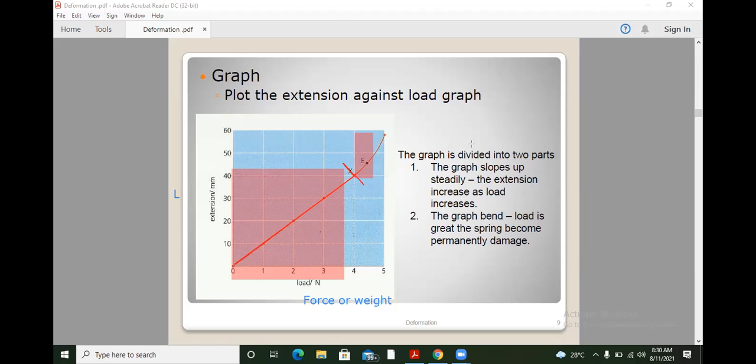The graph is divided into two parts. The graph slopes up steeply. The tension increases as the load increases. Okay, the second point is the graph bends here upward. If you add a load greater than the limit, the spring becomes permanently deformed.